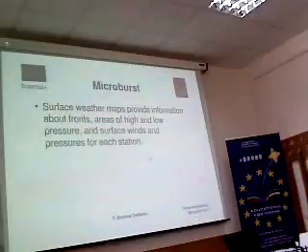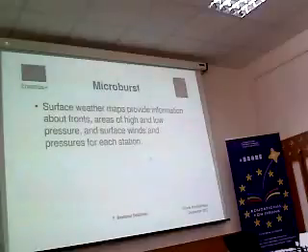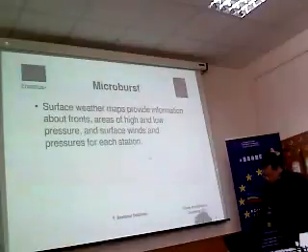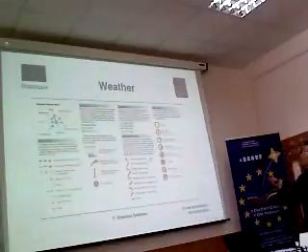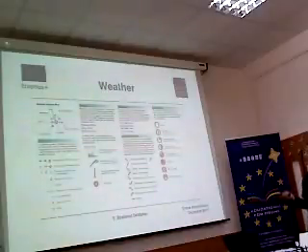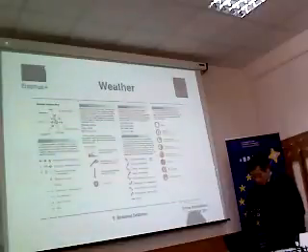The surface weather maps provide information about fronts, areas of high and low pressure, and surface winds and pressures for each station. So this is some information about the weather, and the pilot has to read this carefully in order to avoid some bad effect to the flight.